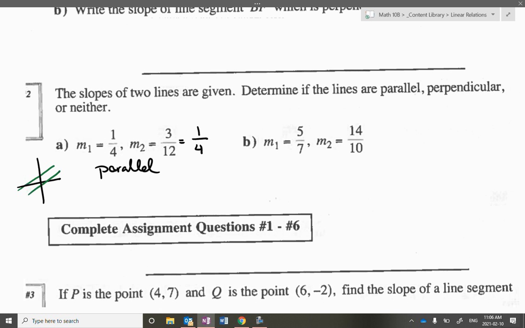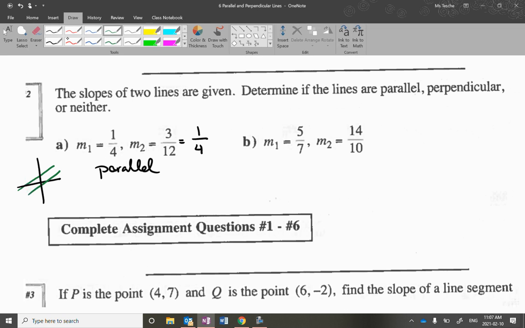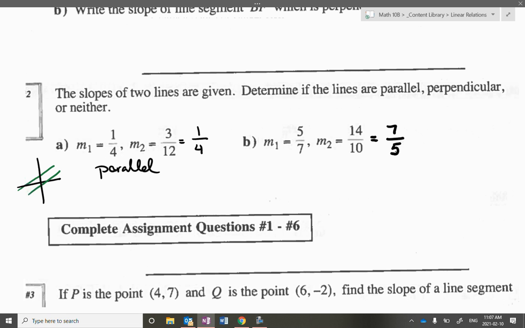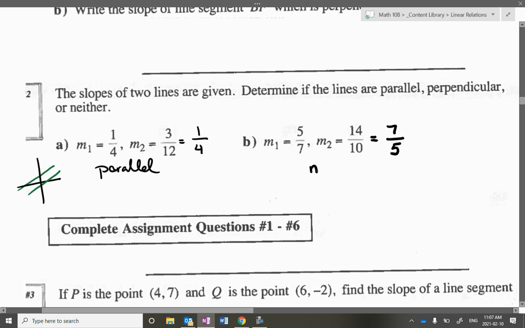5/7 versus 14/10. So let's reduce that 14/10. Both are divisible by 2, so I get 7/5. Are those parallel, perpendicular, or neither? Good. So it's missing the negative.